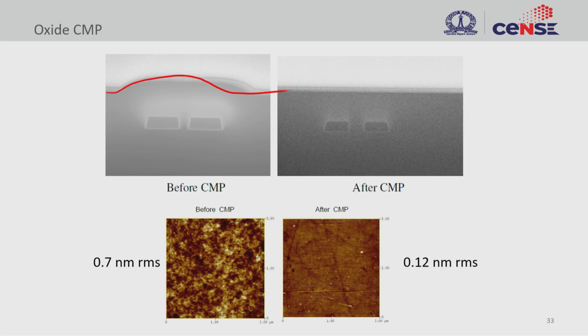You can see here the topography. When you deposit, this is a conformal deposition, but post CMP, it's rather a flat line, right? This is what you want, and it is not just flat, the surface roughness is also pretty good. As deposited films might have a starting roughness of 0.7 nanometer RMS, but after polishing, this is 0.12 nanometer RMS. This is atomically smooth. So it is not just getting a flat wafer, it is also about creating smooth surfaces as well.